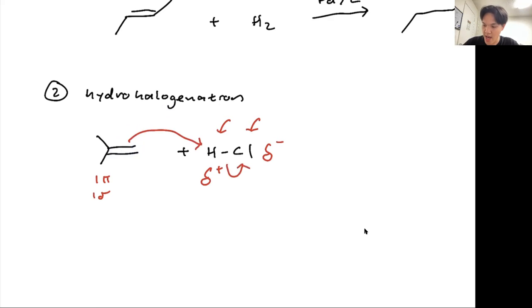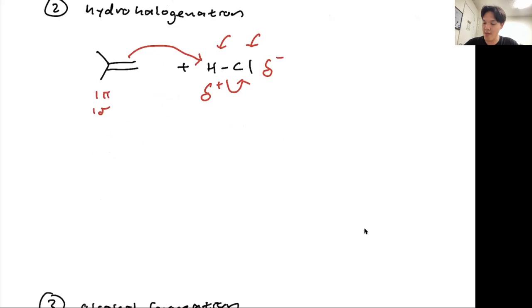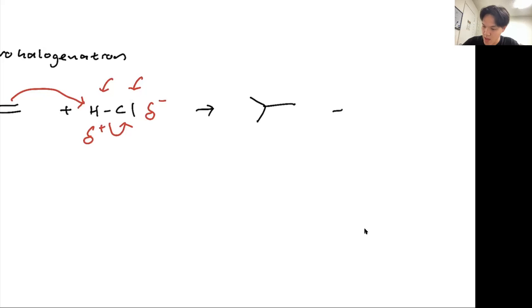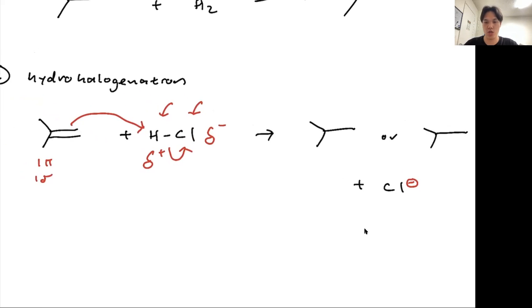And it's going to do that. But the only problem that we will run into is: where is the H going to go, right? Because this carbon here, I'm just going to number it 1, 2, 3, 4. The double bond is shared between carbon 2 and carbon 4, right?